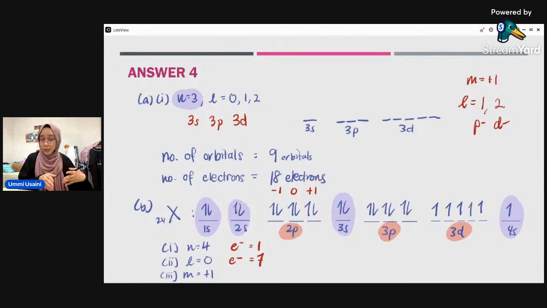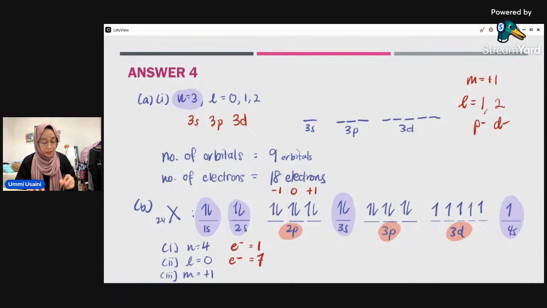Tapi this is not fixed. Okay, the negative 1, 0, positive 1 actually can be anywhere. Mungkin sini yang 0 sebenarnya, sini yang negative 1, sini positive 1. Doesn't matter. Benda tu tak fix. Okay, benda tu tak fix pun. But let's just assume now yang ni adalah negative 1, 0, positive 1. Because kenapa tak kisah? Sebab after all the orbitals are fully filled. Okay, so it doesn't matter kita nak letak negative 1, 0, positive 1 dekat mana-mana pun.